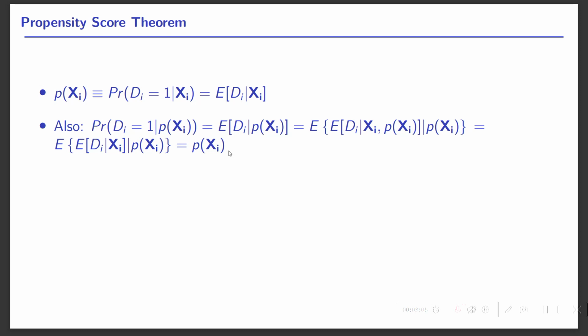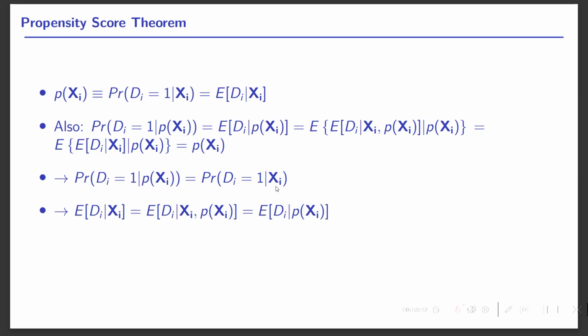Now, this result might be quite intuitive, but you probably wonder why it is so important. So let's look at the consequences of that. Well, firstly, it means that the probability of treatment, conditional on the propensity score, is the same as the probability of treatment, conditional on the covariates. But secondly, this also holds for the expectation of treatment. That essentially means that we can apply our selection on observables assumption even if we only know the propensity score.